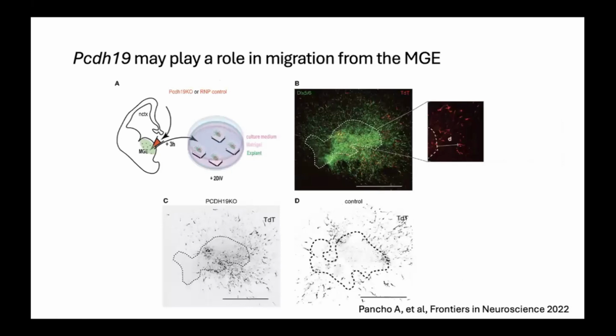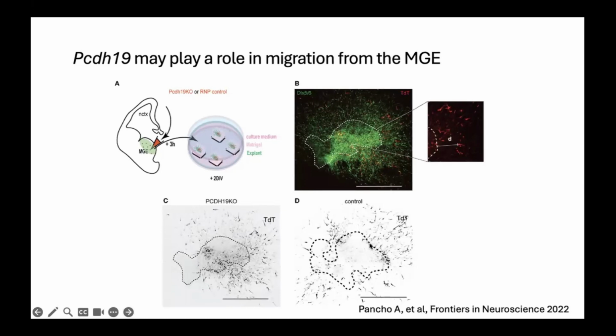Additionally, this group did a little more work looking at the function of PCDH19 in those medial ganglionic eminences. This was a pretty cool study where they actually took explants. They cut out the area of the MGE and grew them in culture. Then they were able to take an RNA that they could electroporate, so incorporate it into the cells in the MGE. When it incorporated, it expressed this tdTomato, the red dye there. And they were able to look at how those cells migrated from this MGE explant in the culture.